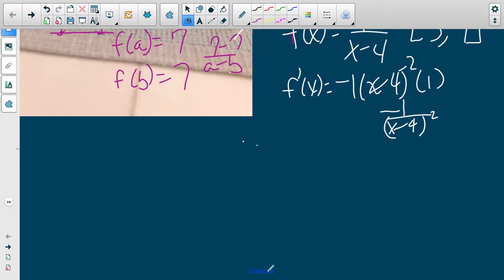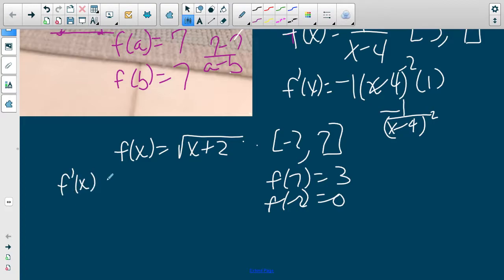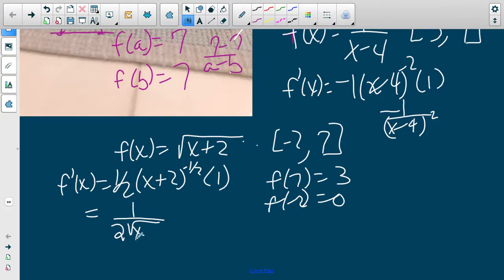Okay, so I gave you one that was sort of like this one time. f of x equals the square root of x plus 2, and the domain was maybe -2 to 7. If I find f of 7, I get 3. If I find f of -2, it's fine, I get 0. It is defined on that interval, okay? Then when I find the derivative, which I'm gonna need anyway, 1/2 times x plus 2 to the -1/2 times 1. So that gives me 1/(2 square root of x plus 2).